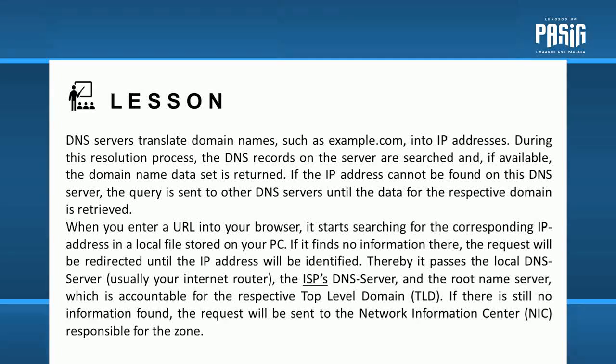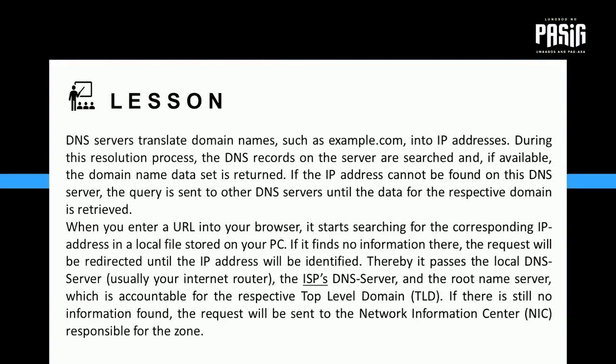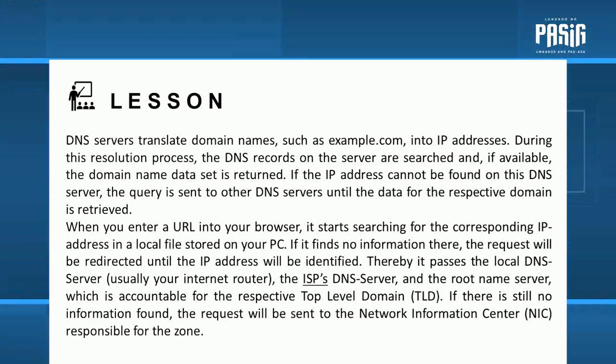When you enter a URL into your browser, it starts searching for the corresponding IP address in a local file stored on your PC. If it finds no information there, the request will be redirected until the IP address will be identified. Thereby, it passes the local DNS server, usually your internet router, the ISP's DNS server, and the root name server, which is accountable for the respective top-level domain.